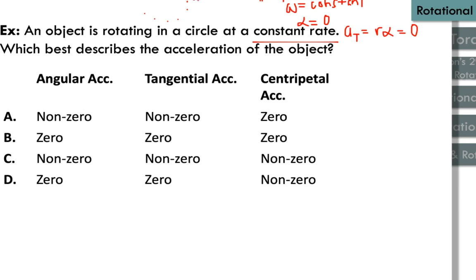Okay, so let's look at our answer choices. Our angular acceleration has to be 0, so that immediately knocks out A and B. Tangential acceleration also has to be 0, as alpha is 0. So that still leaves B and D. Last one, centripetal acceleration cannot be equal to 0, so that eliminates A and B. My answer choice is option C.